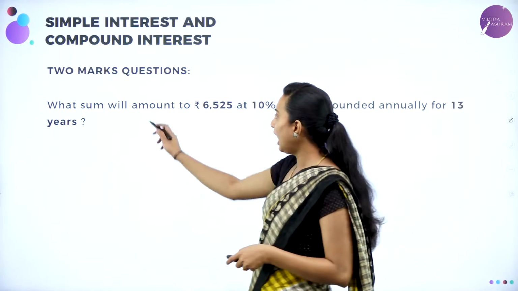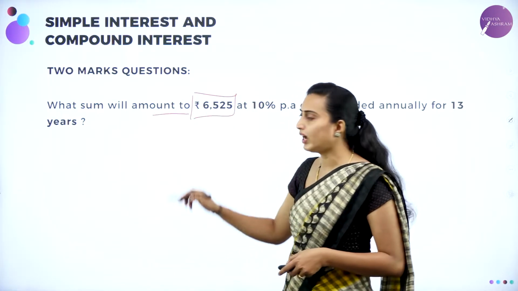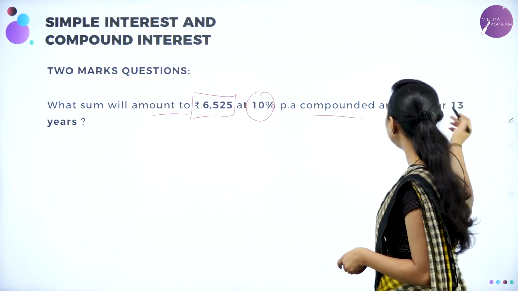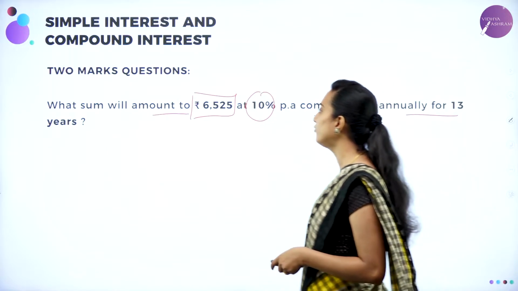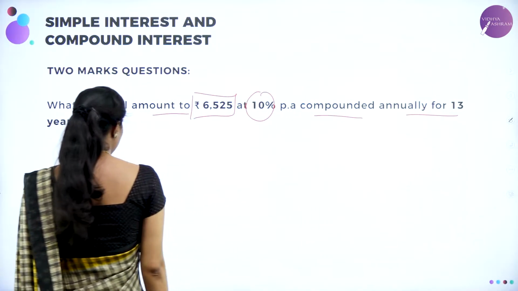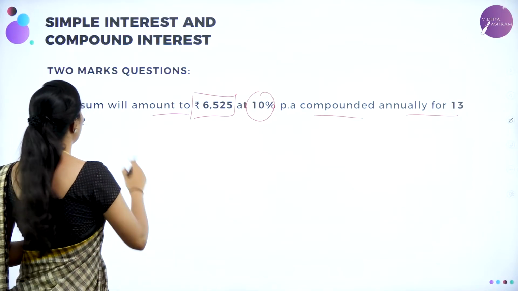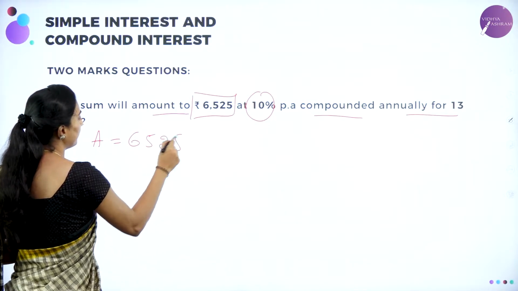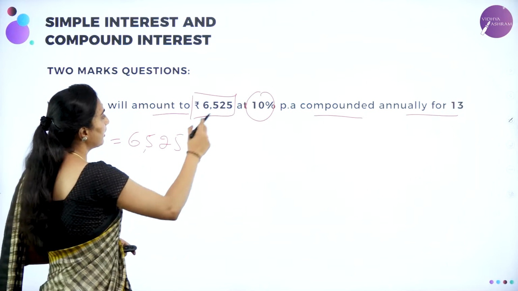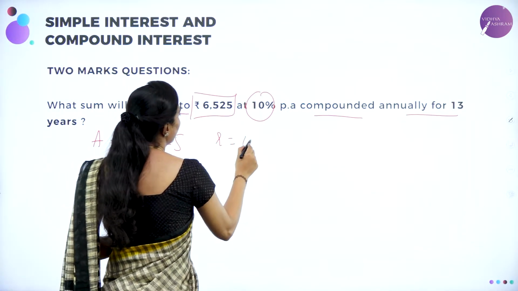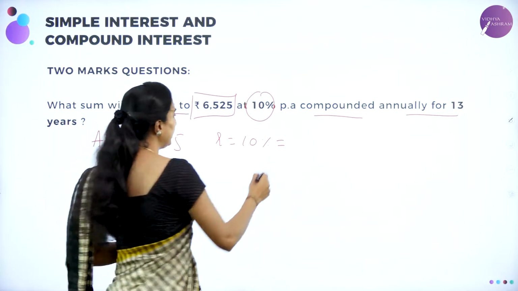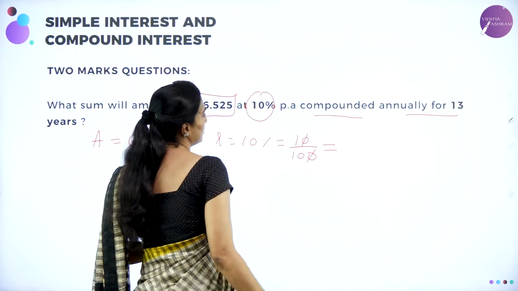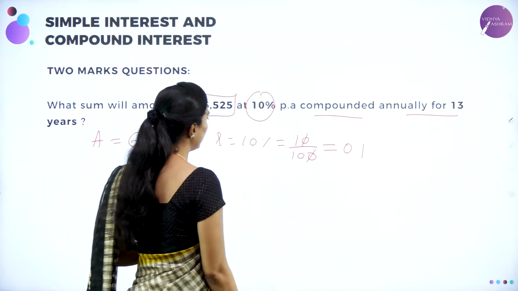What sum will amount to rupees 6,525 at 10% per annum compounded annually for 13 years? Therefore, what they have given here: we need to calculate what sum will be the amount. Amount means they have given A is equal to 6,525. Correct? And then they have given the rate of interest R is equal to 10%. We can convert it into i: 10 divided by 100, which is nothing but 1 by 10, so it is 0.1. Correct?